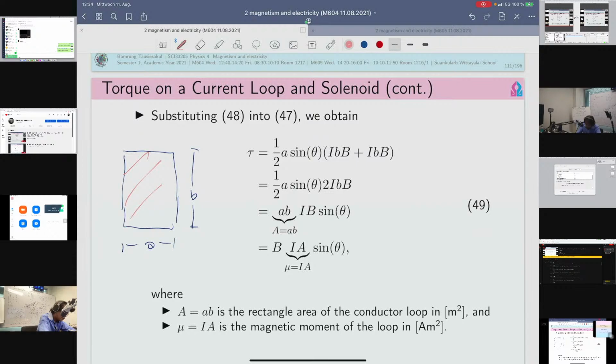And you can see that the expression becomes A I B sine theta. This is important. Or you can say it is B I A sine theta. It's up to you. The way you remember it, you can say I prefer this one, I B A sine theta. It's up to you, you may prefer A I B, B I A, or I B A.